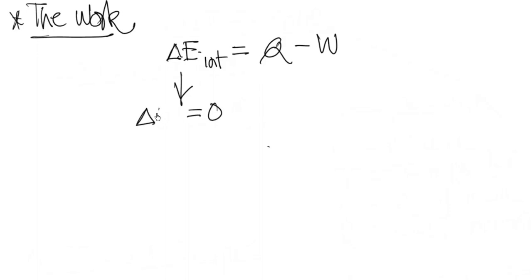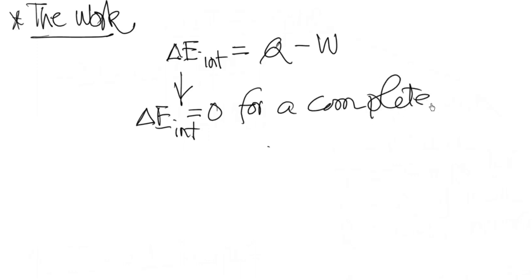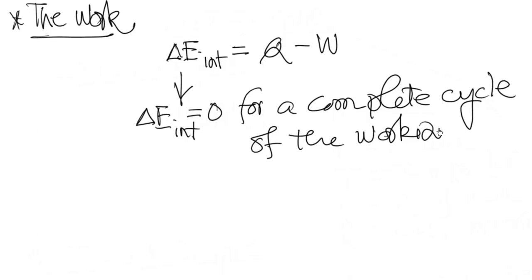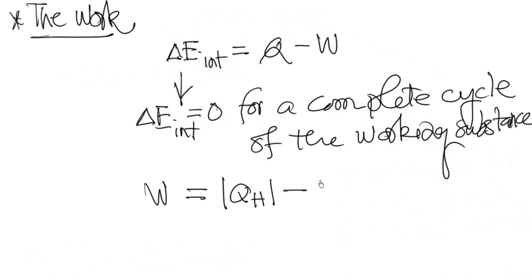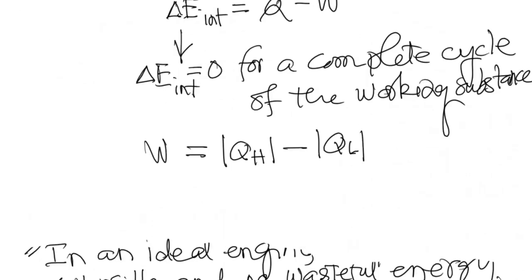Delta E internal is equal to 0 for a complete cycle of the working substance. Recalling that Q is the net heat transfer per cycle and W is the net work, we can write the first law of thermodynamics for the Carnot cycle as W equals the modulus of QH minus the modulus of QL. Well, this is the work done.